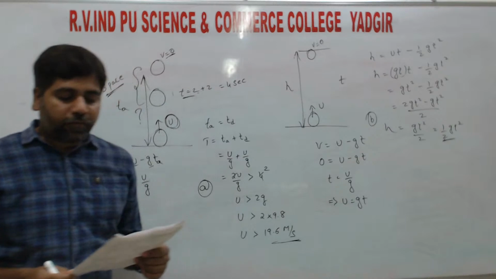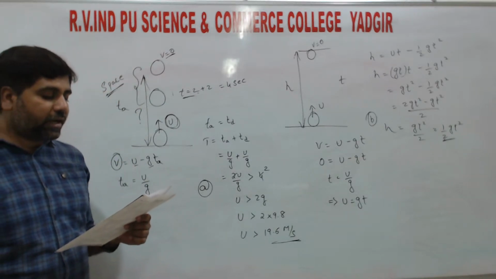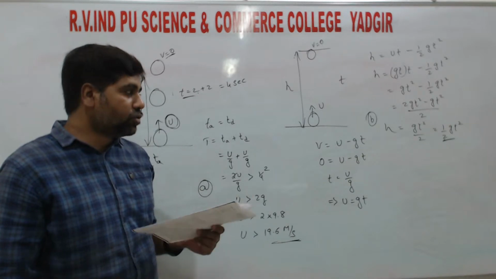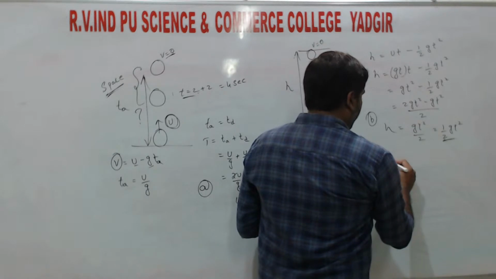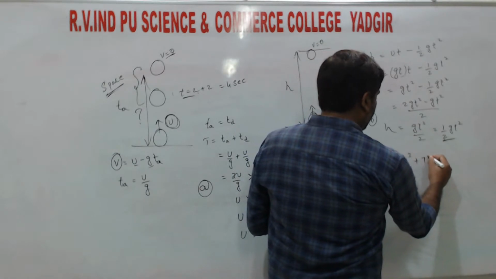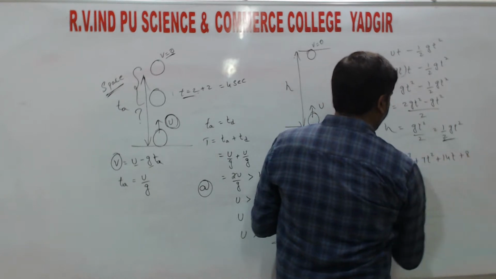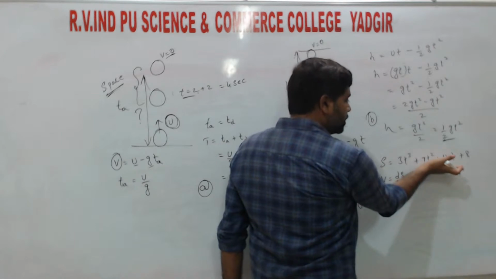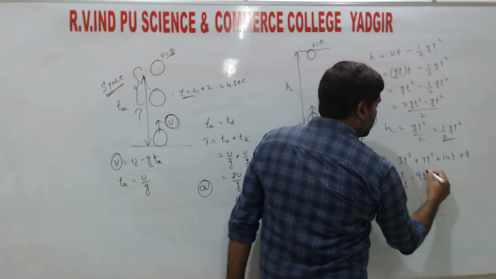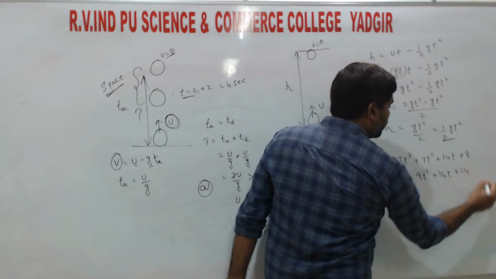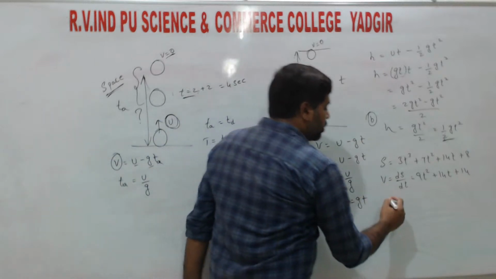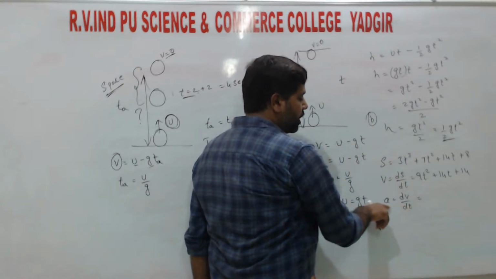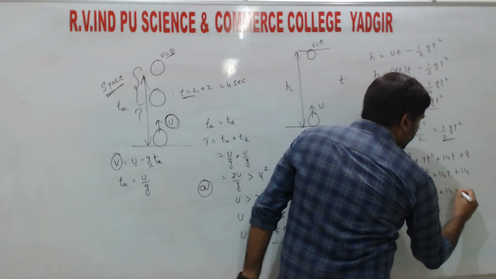Next, 27th: the motion of a particle is given by the equation s is equals to 3t cube plus 7t square plus 14t plus 8 meter. The value of the acceleration of the particle at t is equals to 1 second, right? So displacement is given, we need to find the acceleration. For acceleration, first we need to find the velocity, right? So v is equals to ds by dt. Differentiating the given equation, we get 9t square plus 14t plus 14. So this is the velocity. Next, from the velocity we need to find the acceleration, that is the rate of change of velocity, dv by dt. So again differentiating this equation, we get the acceleration, that is 18t plus 14, right?